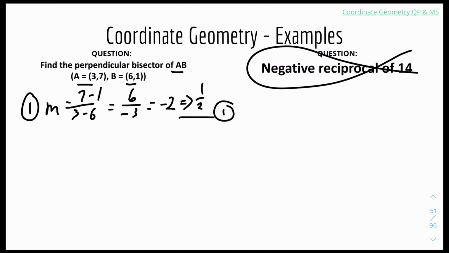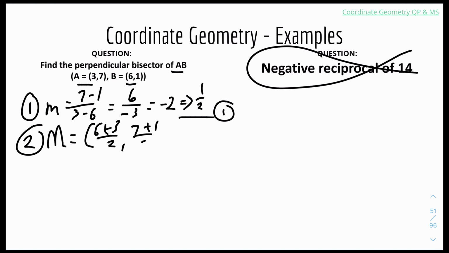That's number 1. And number 2, find the midpoint between A and B. So midpoint, 6 plus 3 over 2, and 7 plus 1 over 2. 6 plus 3 is 9, so 9 over 2, and 7 plus 1 is 8, 8 divided by 2 is 4. So the midpoint is 9 over 2 and 4, and that's the basic things that you need.